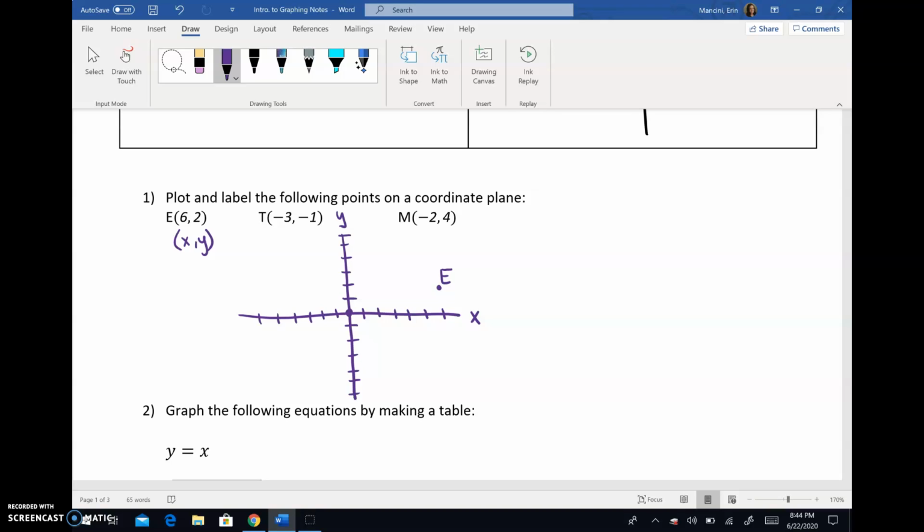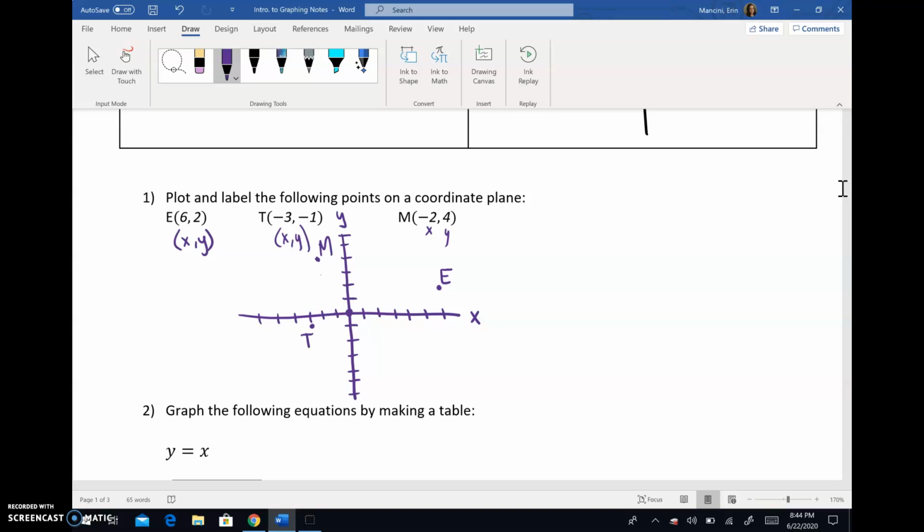Now we're going to do T. So negative 3, negative 1. We start at the origin, but we're moving in the negative direction, x first, then y. So we'd move negative 3, then down 1 to get T. Okay, M, we move negative 2 on the x, 1, 2, then 4 on the y, 1, 2, 3, 4. So that would be M. By the way, I use E, T, M because those are my initials.